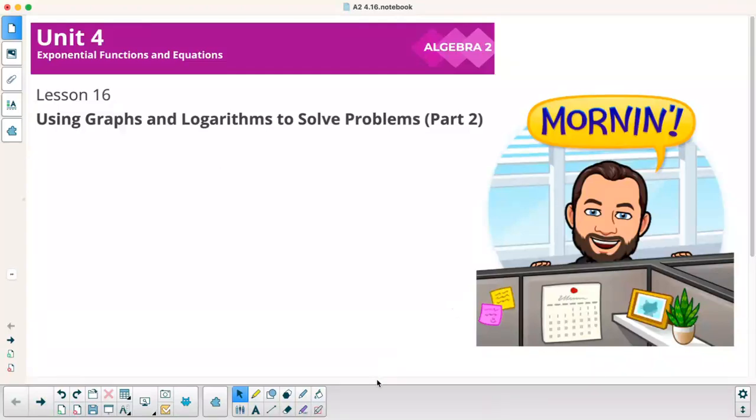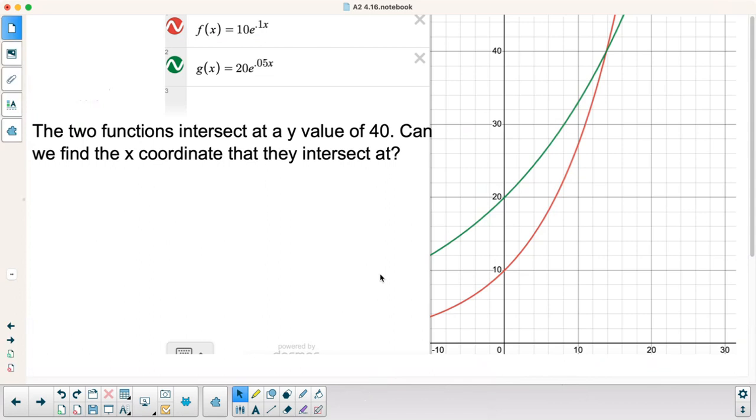Illustrative Math, Algebra 2, Unit 4, Lesson 16 is called Using Graphs and Logarithms to Solve Problems, Part 2. All right, so a quick little review here.